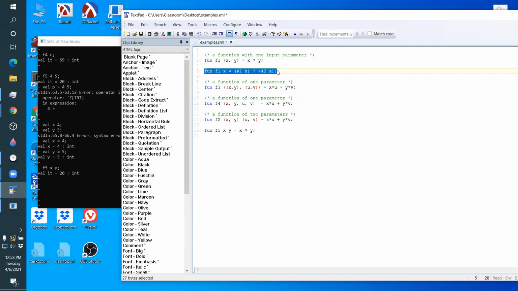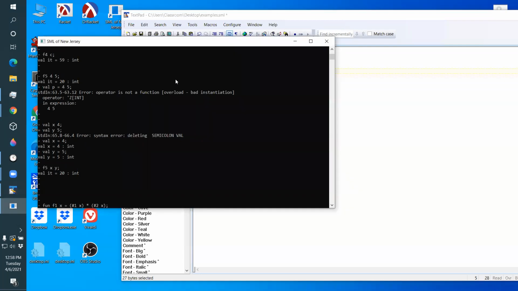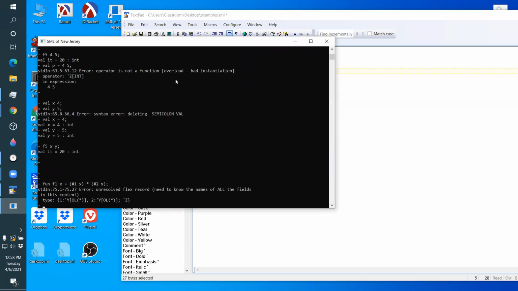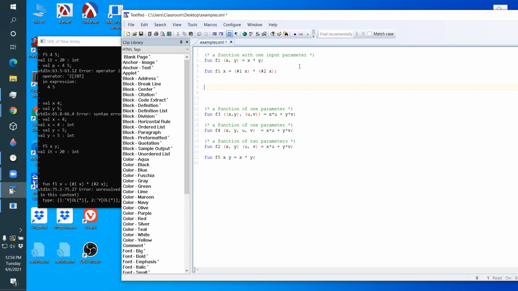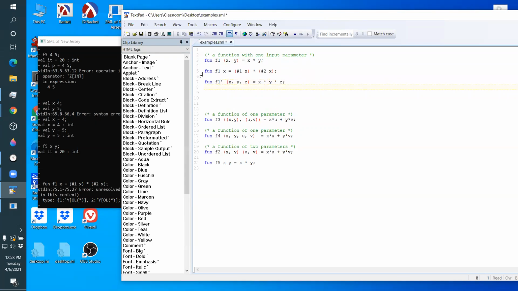ML was really designed to be done using pattern matching, so this style of programming doesn't really work very well. Here's the problem. Let me define a function F1 prime. It's going to be a slightly different version of F1. It's going to take an X, a Y, and a Z, so it's a triple, not a tuple, and it's going to take the product of X and Y and Z. Okay, that's easy enough. But now, suppose I want to write it in this style.